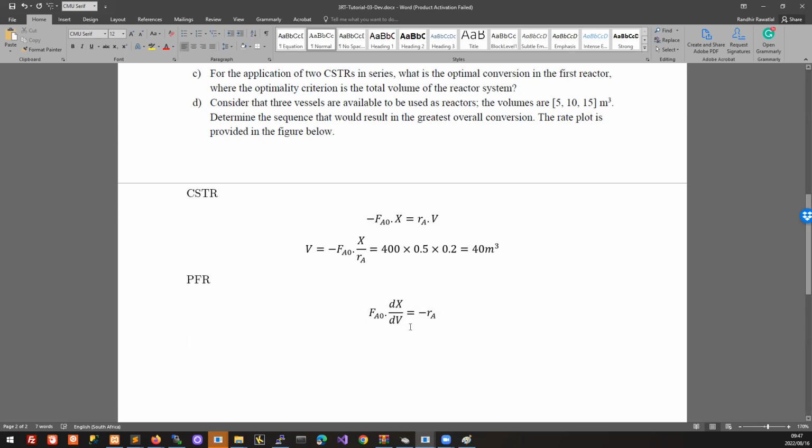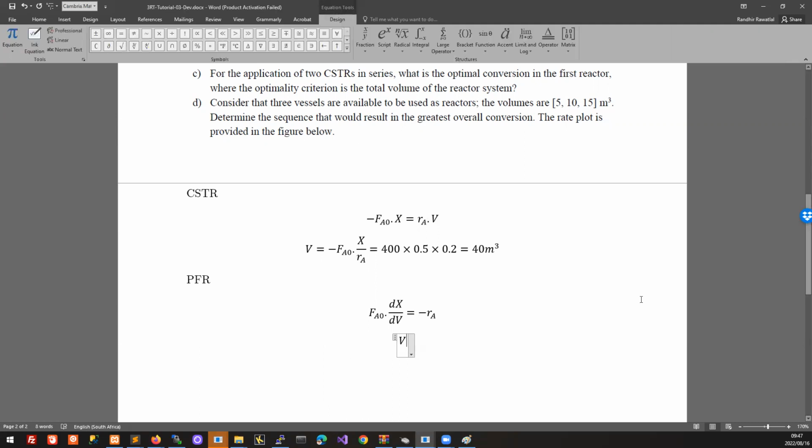Okay, so again, always rederive your equation, check it's correct. So that's what we have, but what we want now is the volume. So we need to integrate this expression towards getting the volume. We can write this as FA naught times the integral of -1/RA in dX. So we are integrating in dX, and it's in -1/RA.